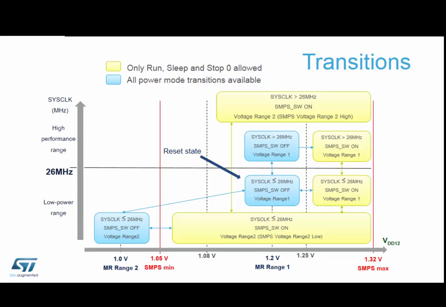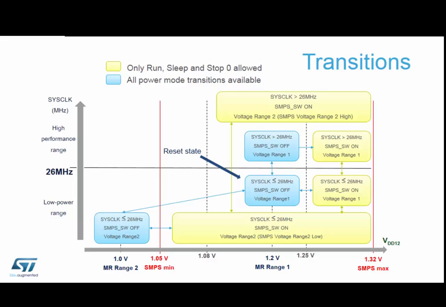Then the SMPS is switched off, which means that we rely only on the embedded voltage regulator. And the voltage regulator is set to scale 1, which means that it provides 1.2 volts. Okay? So now let's assume we want to enable the SMPS and we want to increase the frequency even to the maximum. What we need to do first is reconfigure the embedded voltage regulator from scale 1 to scale 2. This means decreasing the voltage from 1.2 down to 1.0. So this is one point.